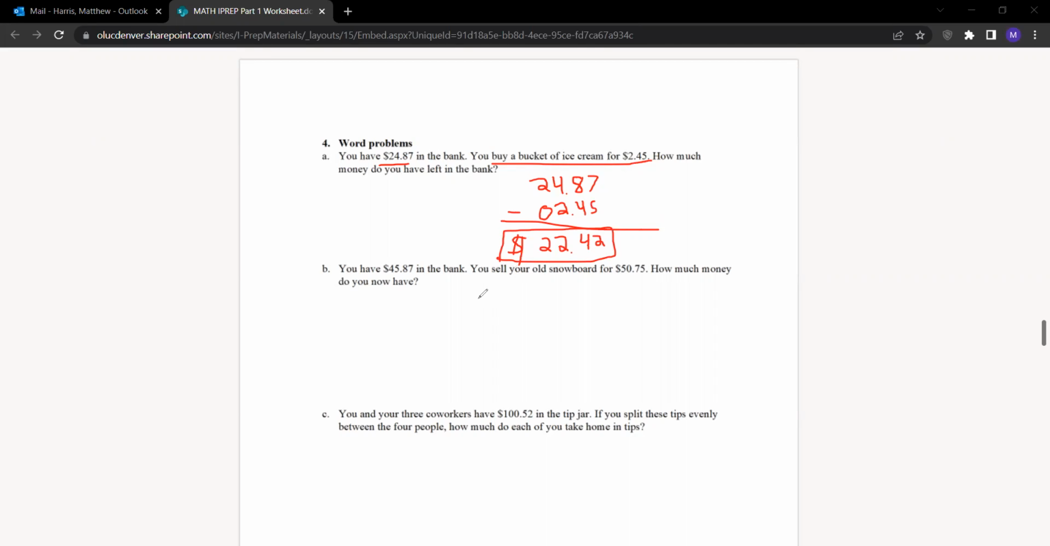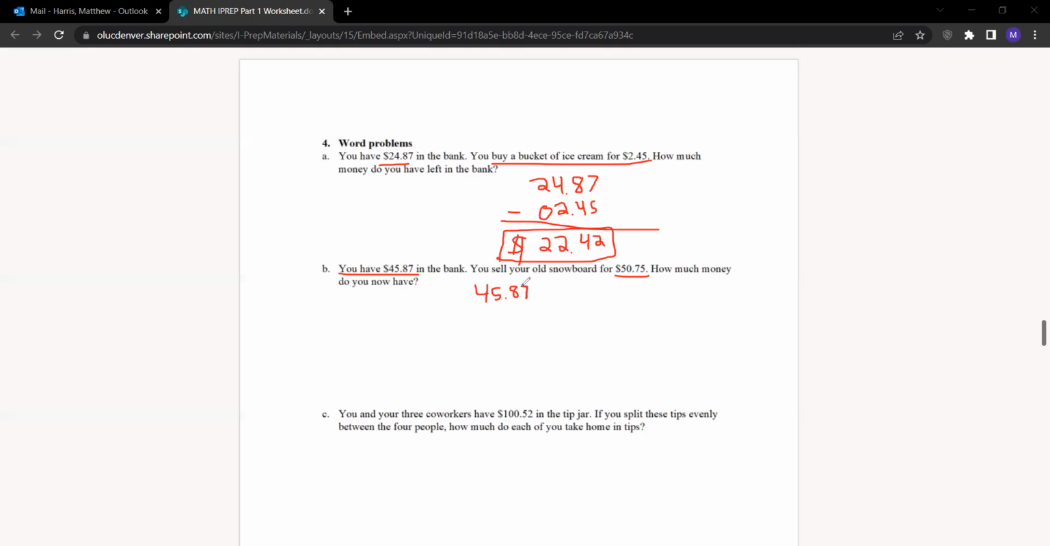All right, so now let's do another decimal problem. So part B, you have $45.87 in the bank. You sell your old snowboard for $50.75. How much money do you now have? So if you have $45.87 and you sold your old snowboard for $50.75, are you adding or subtracting that $50.75? I would say adding, right? You're selling your snowboard for some money. So you're going to set it up the same, but it's just going to be addition instead.